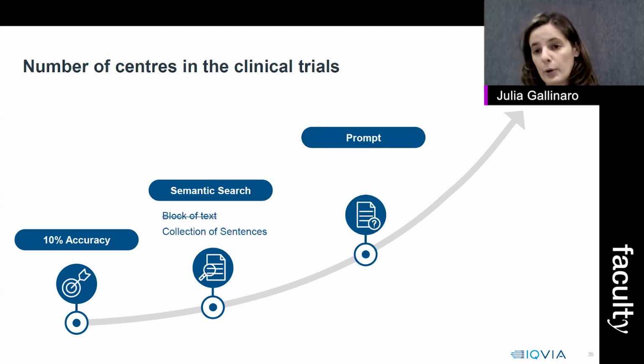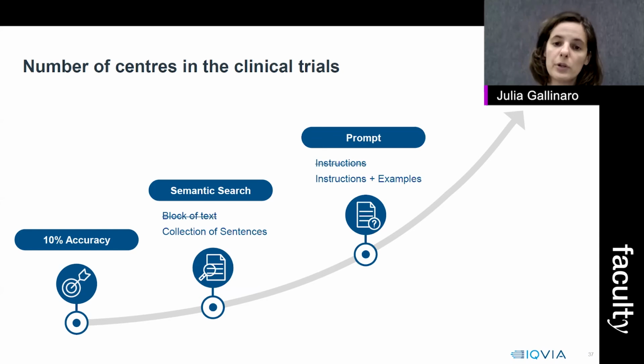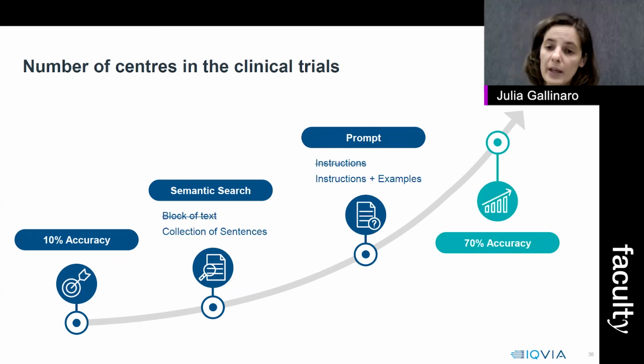I then worked on the prompt. Here what changed was that instead of having a very simple prompt with just an instruction, similar to the prompt I just showed you, I was using prompts that contained both an instruction and examples of the task to be completed. And with that, I reached a final accuracy of 70% for this specific information, the number of centers in the clinical trial.